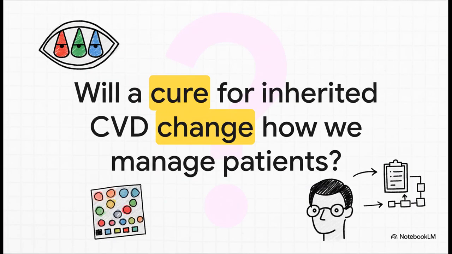And I want to leave you with this one last thought to take with you into your careers. Today, right now, our focus is all on management and adaptation. But out there on the horizon, there is some incredible research happening. Gene therapies have already restored color vision in animal models. This is not science fiction anymore. So the big question for your generation of optometrists is this: how will a potential cure for inherited CVD completely revolutionize the way we approach this condition?